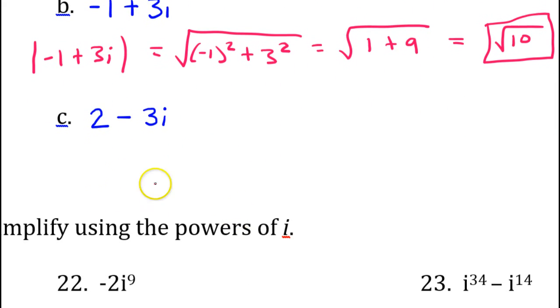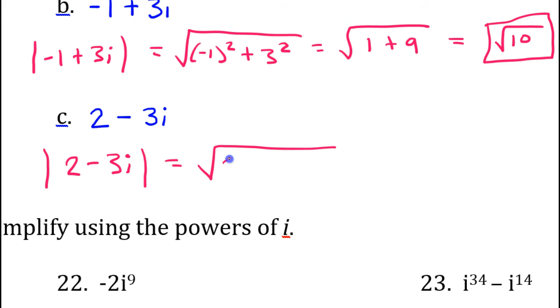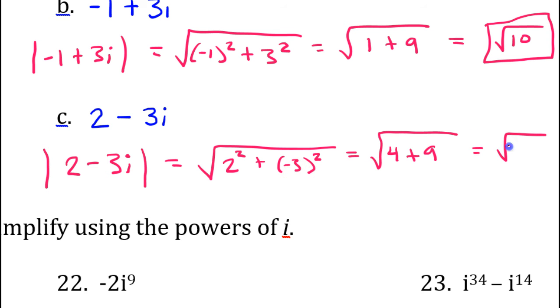And then for part C here, the absolute value of 2 minus 3i will be the square root of 2 squared plus -3 squared. So that's going to be the square root of 4 plus 9, which is the square root of 13. So that is the final answer for part C.